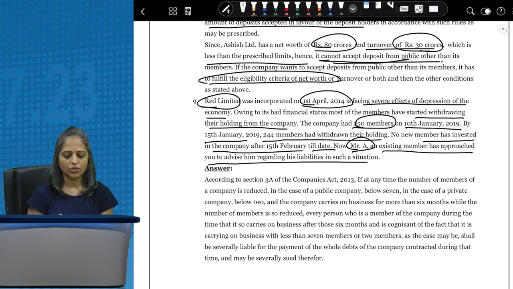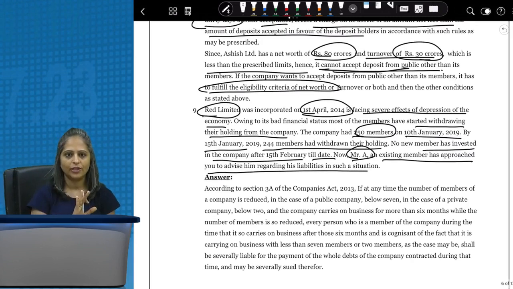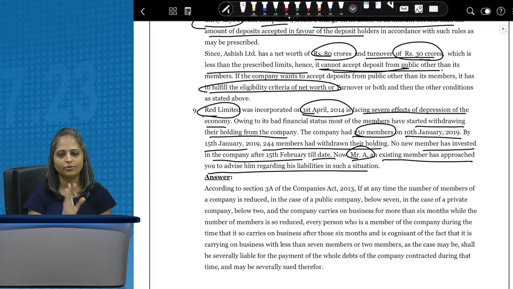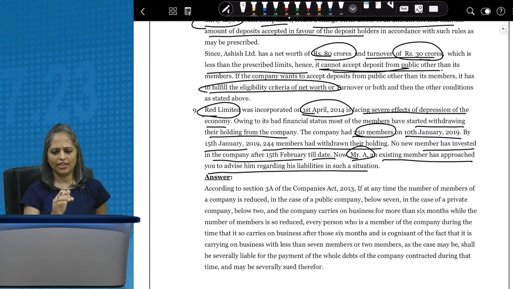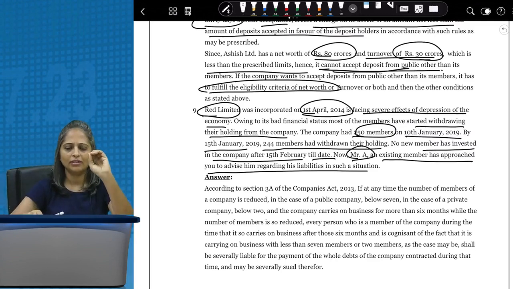So here, the first thing is that this is testing your basic knowledge about companies and how many members are required in the companies as per Section 3A. Red Limited means you are a public company, not a private company. Now it's saying that it had 250 members and 244 members have withdrawn their shareholding. So 250 minus 244, how many members are left with the company? 6 members. As per 3A, how many members? This is a basic that you have learned in foundation also. How many members are required in a private company and a public company? In a private company 2, in a public company you need to have 7 members. But here you have 6 members. So your number of members has fallen below the prescribed limit which is required by the Act.